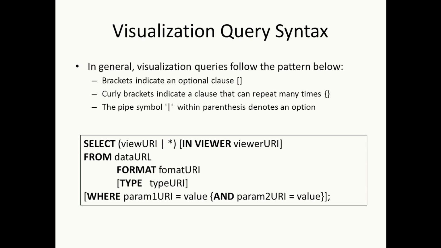knows how to generate. Carrying on with the pattern, we find the input data characterization clauses, which read, from data located at some URL, which is encoded in a format specified by format URI, and of an optional type specified by type URI. And finally, the parameter segment, which reads, where optionally, some set of parameters are equal to some values.